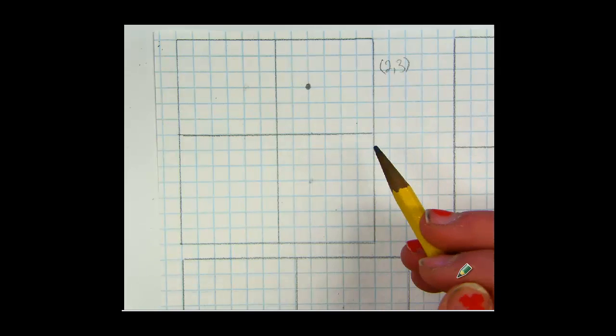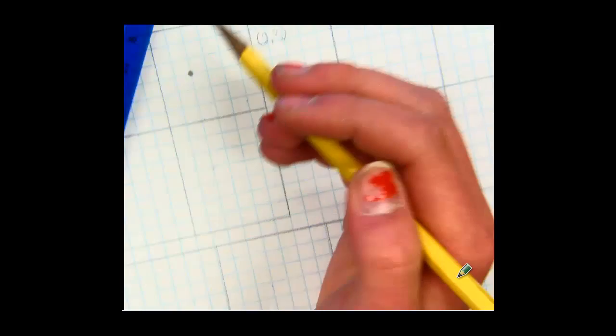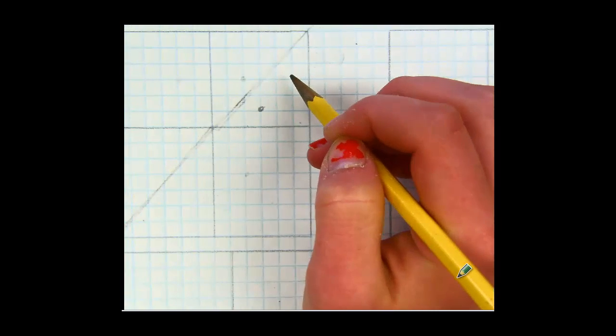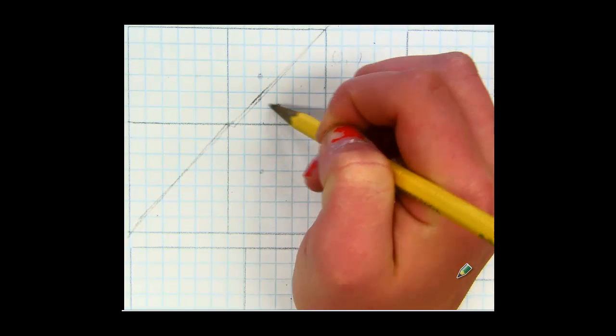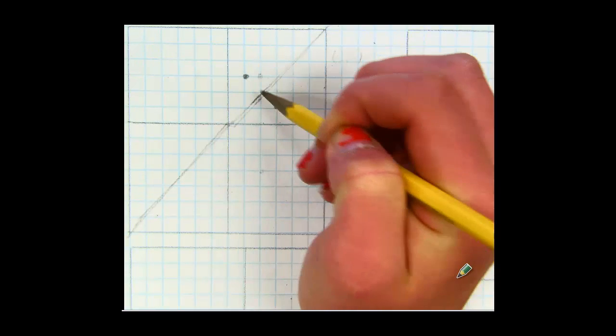Reflection in y equals x. When you reflect a point across the line y equals x, the x-coordinate and the y-coordinate change places. So if there's a point like (3, 1), you would count how many spaces it is from the line. So it's 1. So the new coordinate would be (1, 3).